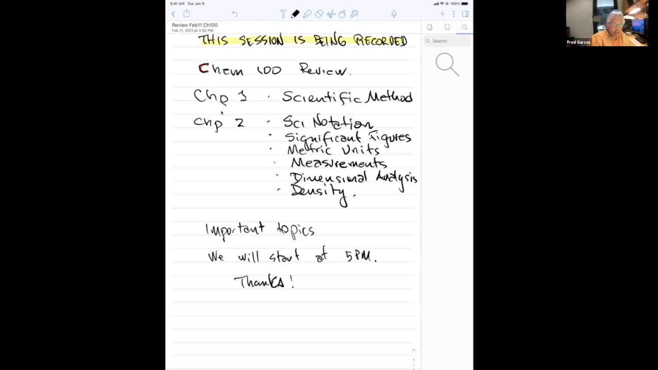I also put some topics on my iPad, indicating the important topics that are covered in Chapter 1 and Chapter 2. Chapter 2 is really all about math, and these are the essential topics that you will need in order to navigate the rest of the course. Probably the most important is dimensional analysis, because as scientists you will be solving math problems, and dimensional analysis is actually a very good technique to solve a lot of math problems without having the equation.